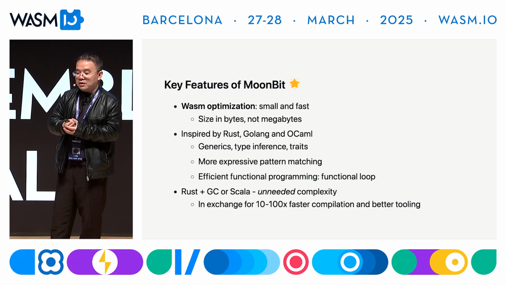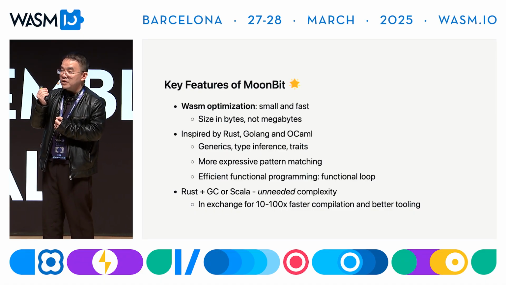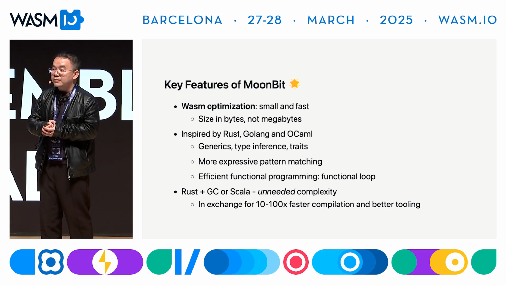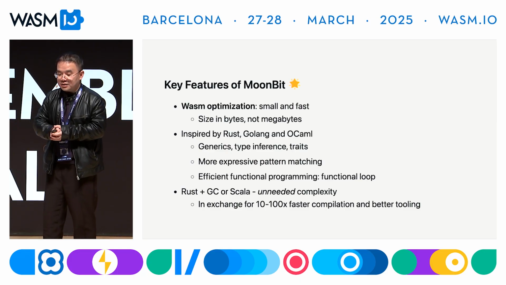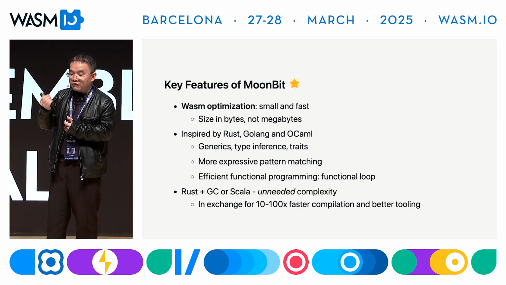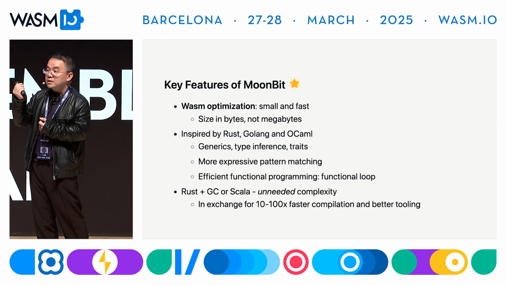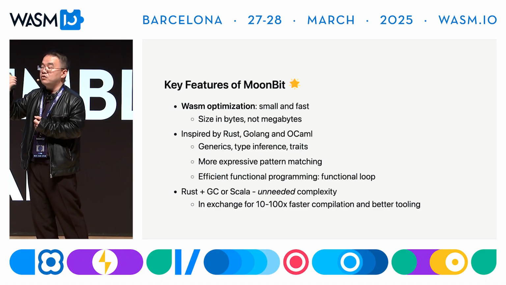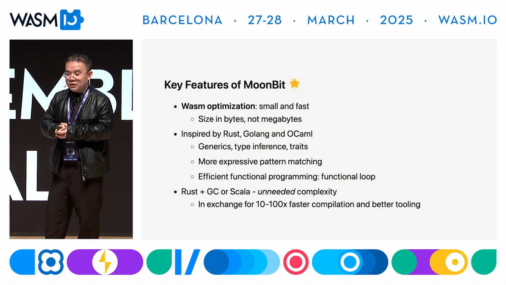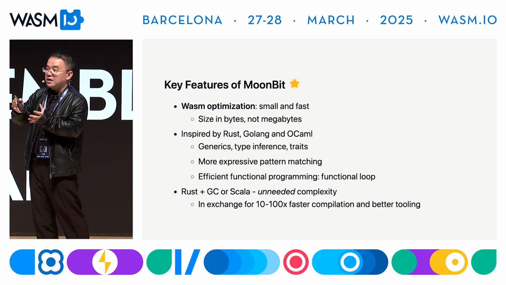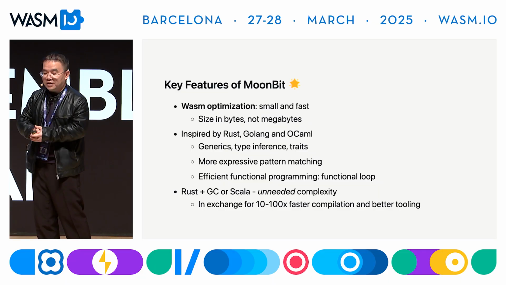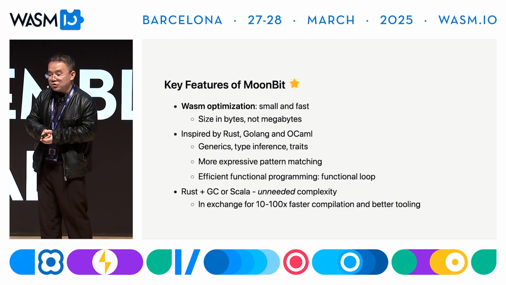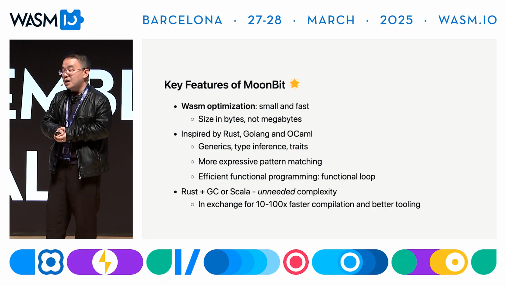Another thing I want to emphasize is MoonBit is very, very expressive in pattern matching. It supports beyond the pattern matching of algebraic data types, even more than that. And we also support efficient functional programming. Even a loop in MoonBit is purely functional, but it gives you bare metal efficiency. To view MoonBit another way, it's most like Rust with garbage collection, or Scala minus unneeded complexity. What you get back in exchange is much faster compilation and better tooling.